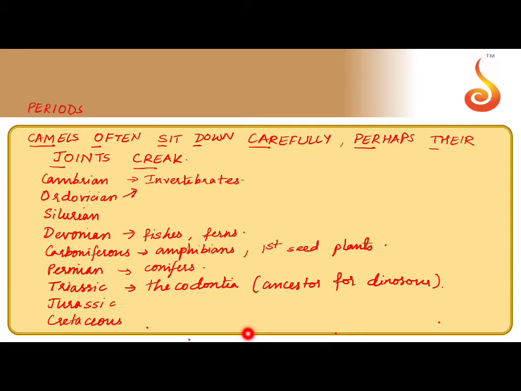So, then we are moving on to Jurassic time, where we see actually the reptiles coming into picture. So, reptiles and gymnosperms. Cretaceous, the flowering plants or the angiosperms, what we tell. So, this way we can remember very easily periods. Cam from camels, O from often, sit, S, D from down, car from carefully, per from perhaps, T from their, J from joints, and Cre from creaks. So, Cambrian, Ordovician, Silurian, Devonian, Carboniferous, Permian, Triassic, Jurassic and Cretaceous.